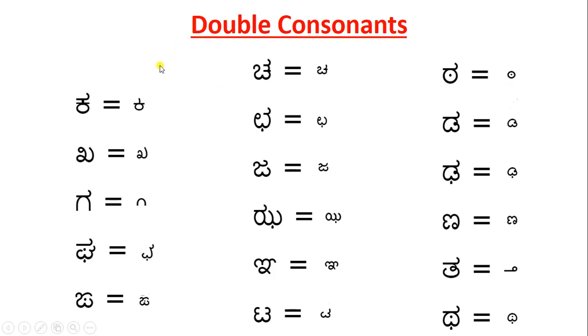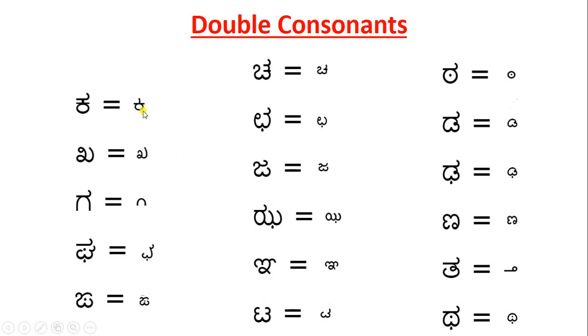Now, these are the double consonants, and this is the representation of this. This is the representation of this. This is the representation of this, and so on. I'm not going to tell you how to write all these things because I've made videos where I show you how to write all these letters, and I know that you have gone through it, and that you know how to write all these things.